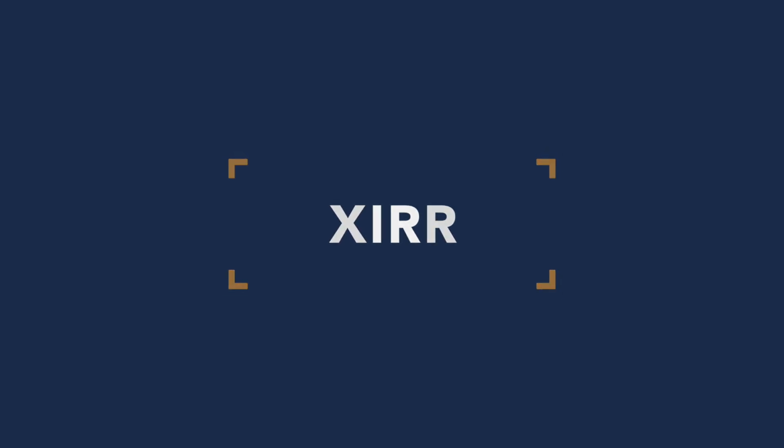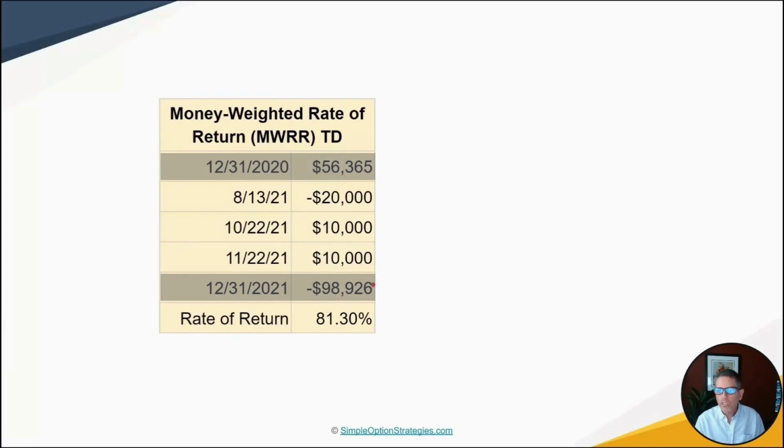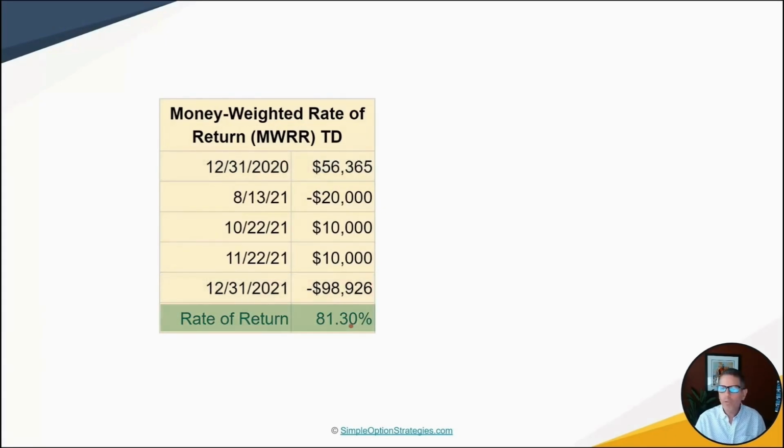So what you do is it groups together the dates that you add or subtract funds, which are inflows and outflows. And then it groups together the actual amounts that you have for inflows and outflows. And you start with your starting balance. The formula is computed. So you can see here for my TD account, I basically made 81%.